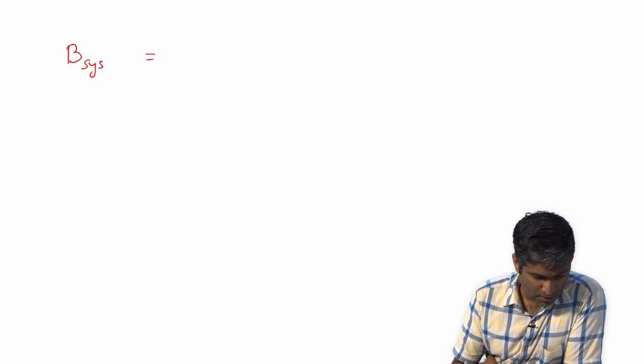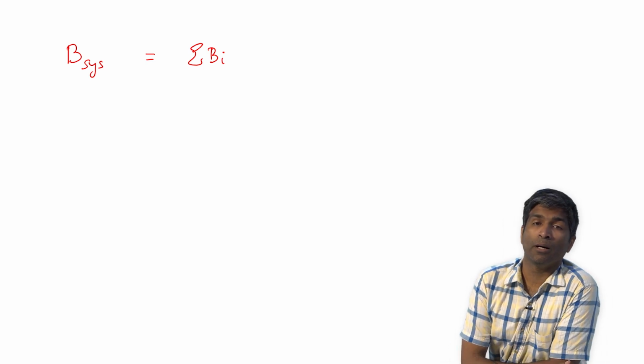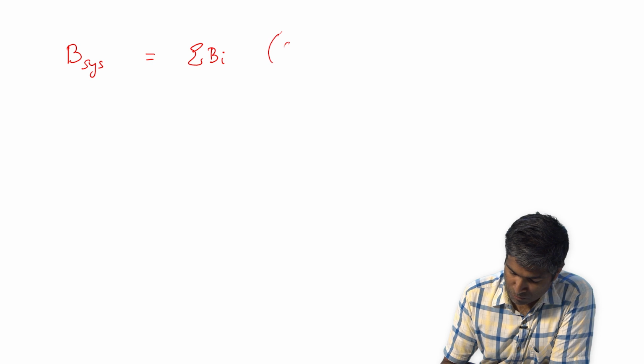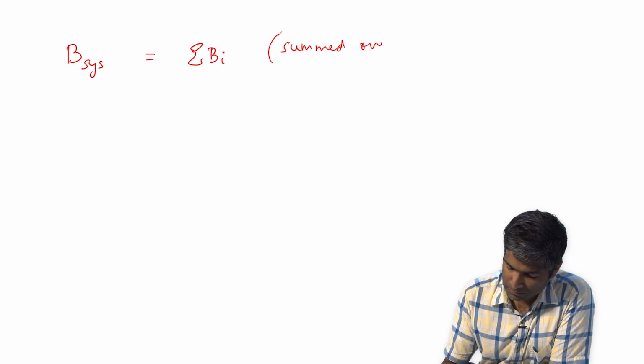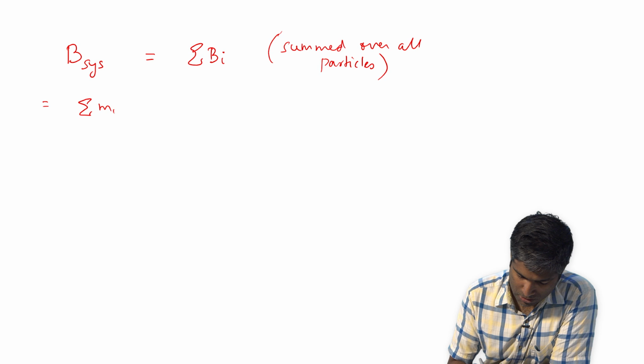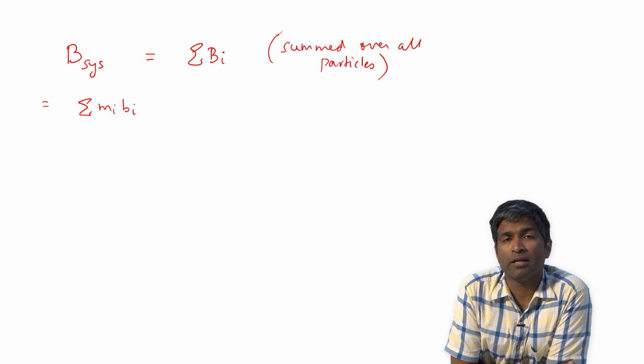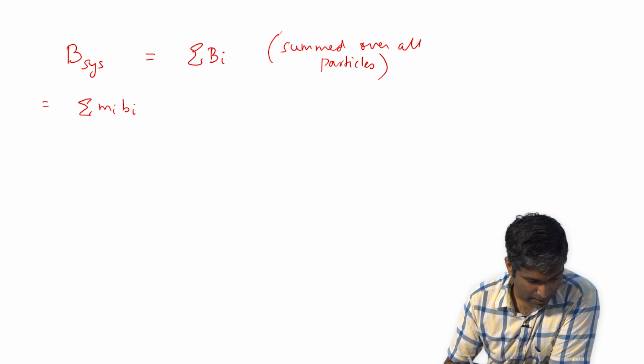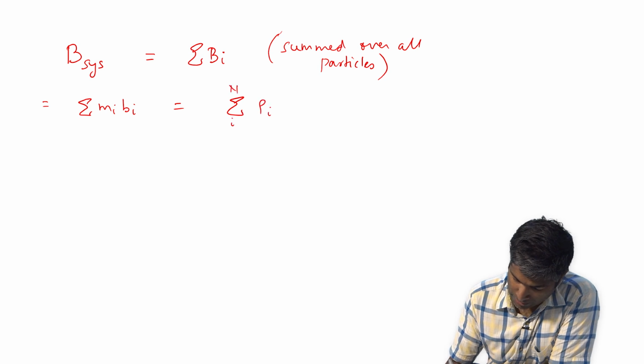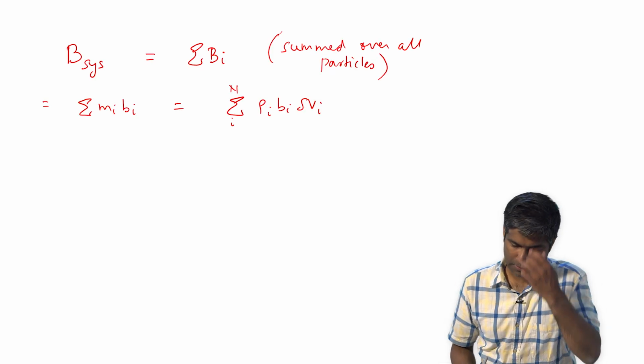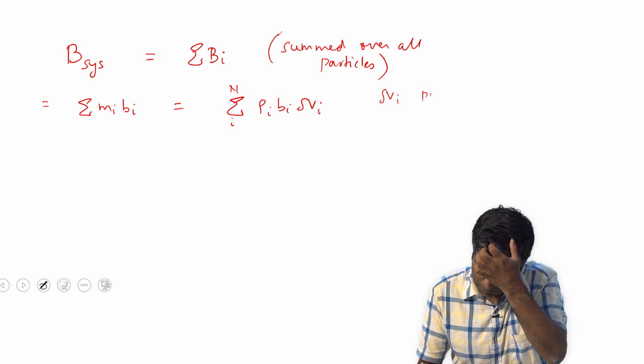I could say that this equals the summation of the quantity for each individual particle, and this in turn I could write as each individual particle's mass times the intensive quantity small b_i, and I could simplify this further as rho_i delta V_i, where this delta V_i is the particle volume.